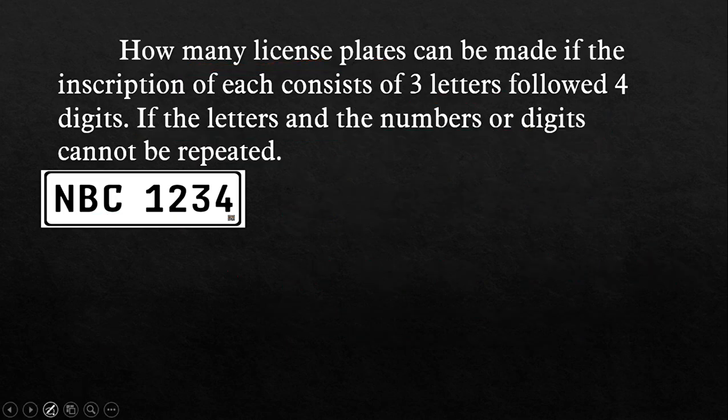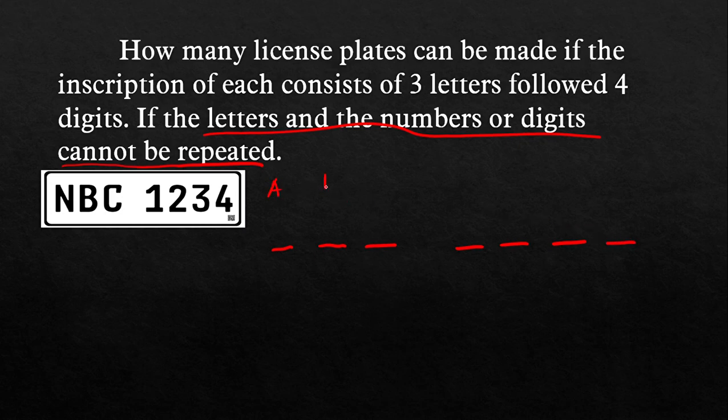Next, how about if the condition is this one: the letters and the numbers or digits cannot be repeated. Just like previously, we have 3 letters and 4-digit numbers. Now what if the numbers and letters cannot be repeated? What if our first letter is A? How many choices do we have? You have 26 possible outcomes.